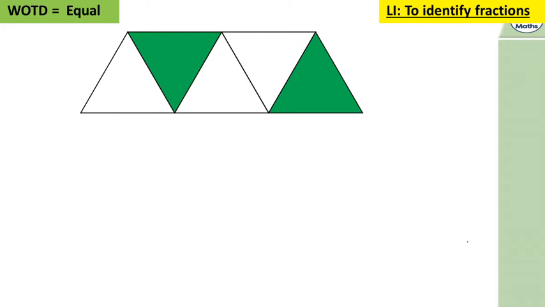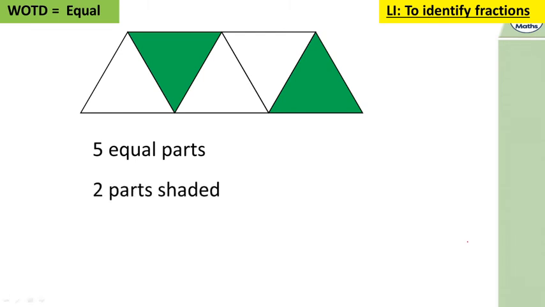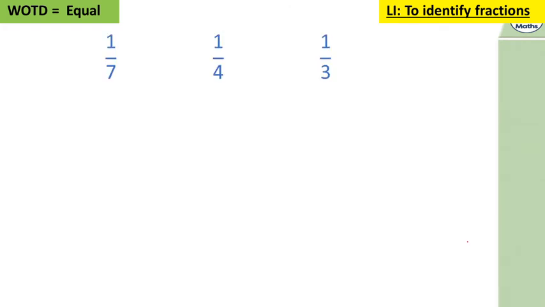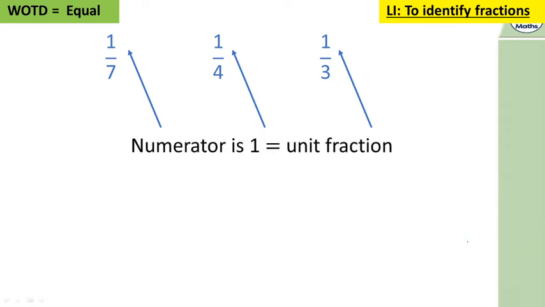Okay, so just tell yourself what that fraction is. There's 5 equal parts. 2 parts are shaded. 2 out of 5 parts are shaded. So that is 2/5. So we have 3 fractions here. We have 1/7, 1/4, 1/3. They all have a 1 in the numerator position, which means it is a unit fraction. So if you hear the phrase unit fraction, that means that the numerator has to be equal to 1.